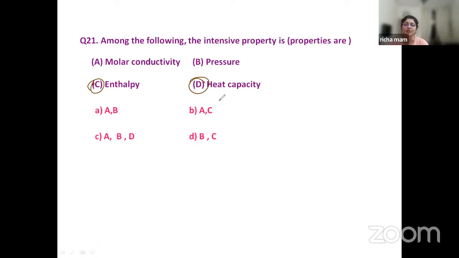These both depend on the amount and are extensive. They are both extensive properties because they depend on matter, on the amount of substance. So molar conductivity and pressure are the intensive properties. So option number A. Enthalpy and heat capacity depend upon the amount, so it is an extensive property.